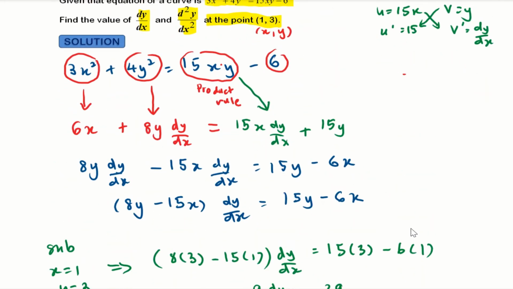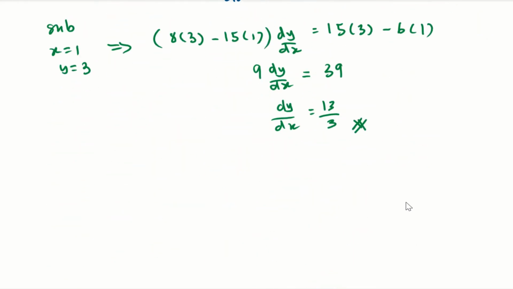Okay. So sekarang kita kena differentiate lagi sekali untuk dapat second derivative of y with respect to x. So jadi kita akan guna baris yang ini, baris yang terakhir sebelum kita ganti tu, which is 8y tolak 15x dy dx equals to 15y minus 6x. So kita differentiate lagi sekali. Ini baris terakhir yang tadi lah sebelum kita ganti value.